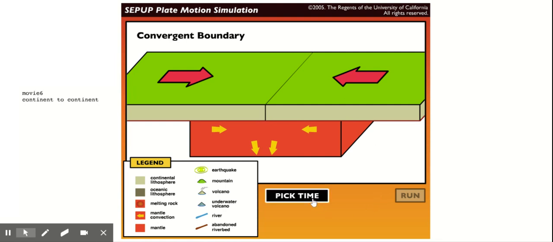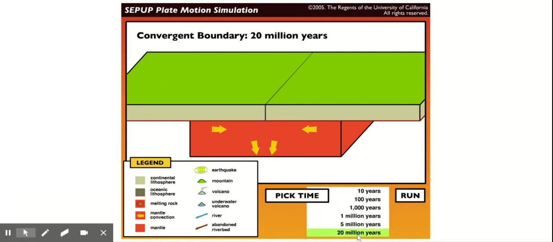So we're going to watch what happens here. We're going to pick a time of 20 million years. Again, this process is very, very slow. And we're going to watch how the two plates sort of come together as they collide with each other. This is a pretty simple model because the plates are shown as sort of uniform thickness, rectangular prisms, very, very basic. So let's watch this go.